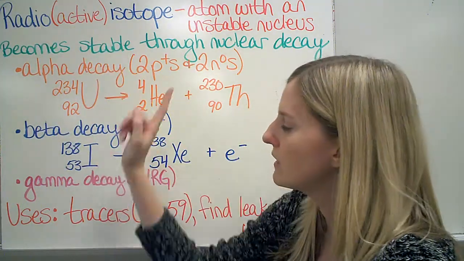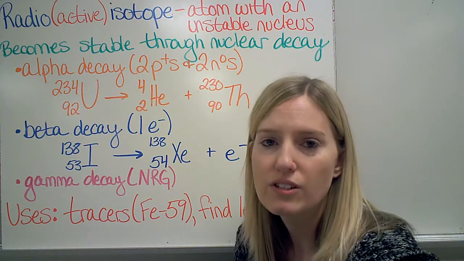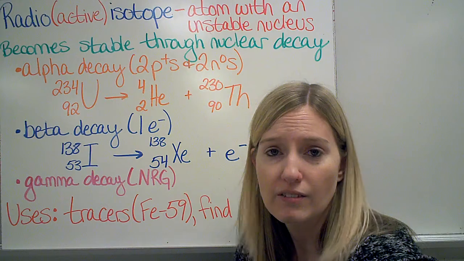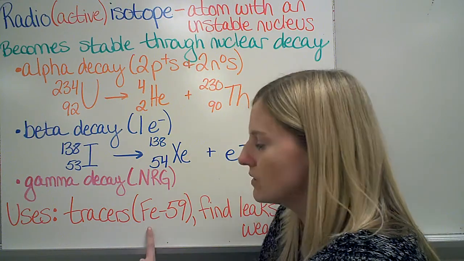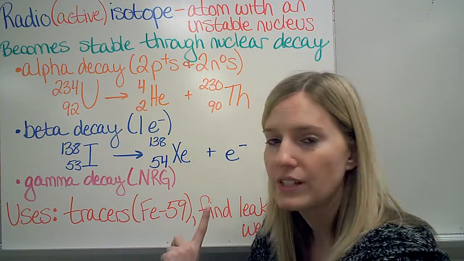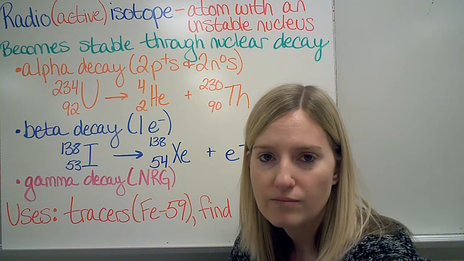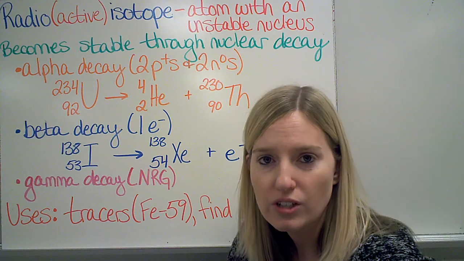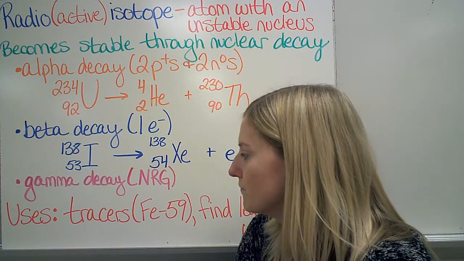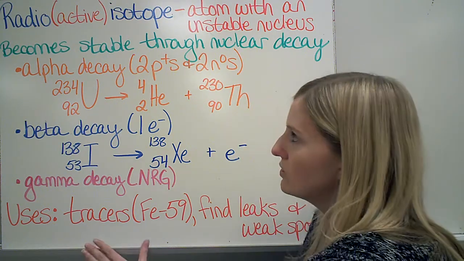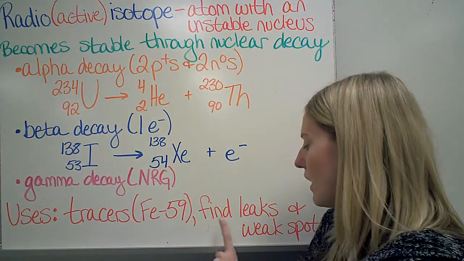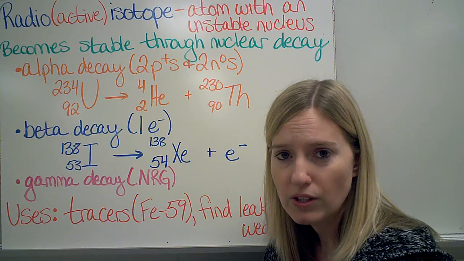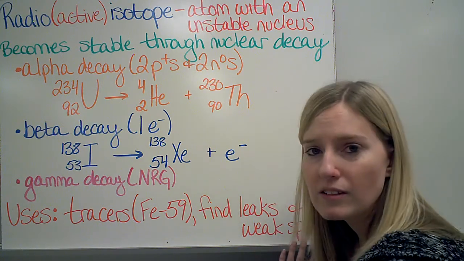We can use our radioisotopes in many ways. One way is a tracer, which is what you use in medicine. So for example, you can use the radioisotope iron 59 to trace the circulation of blood so that you can see how the blood is circulating more easily. You can also use these radioisotopes to find leaks, like radon leaks, for example, in a home, or to find weak spots in a foundation.